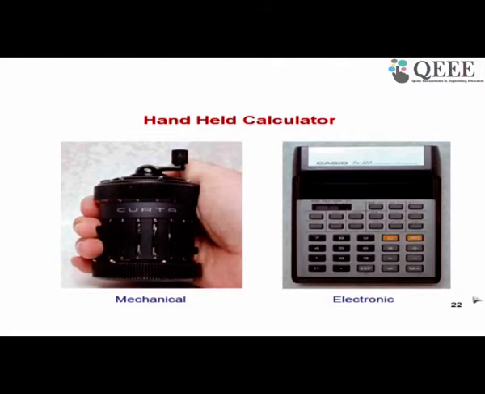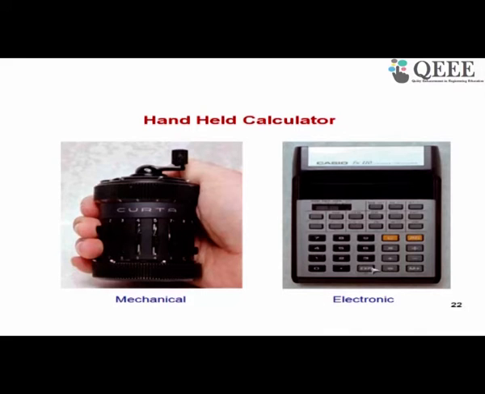On the left hand side you see a mechanical calculator used many tens of years ago, whereas this is an electronic calculator. The mechanical calculator could only do additions, multiplications, subtractions, etc. Whereas you know the electronic calculator can do many things, right? All of you are aware of what all it can do.